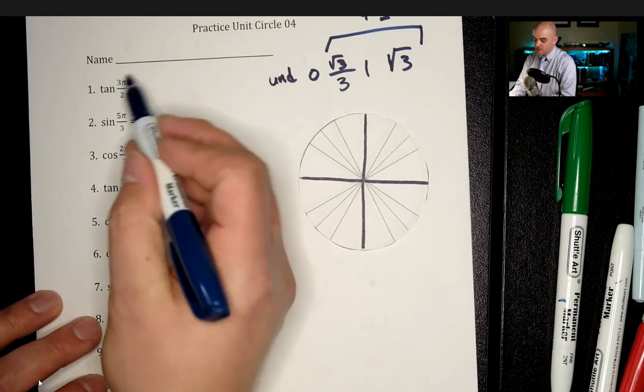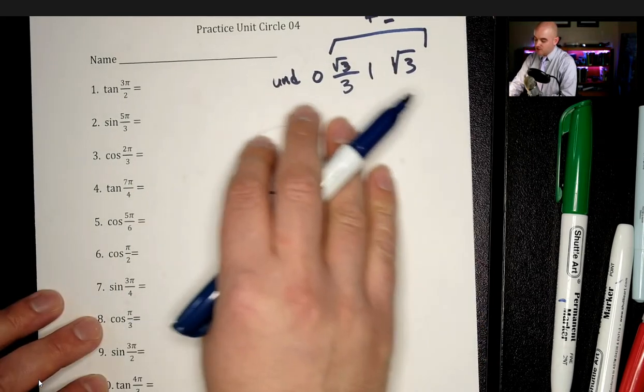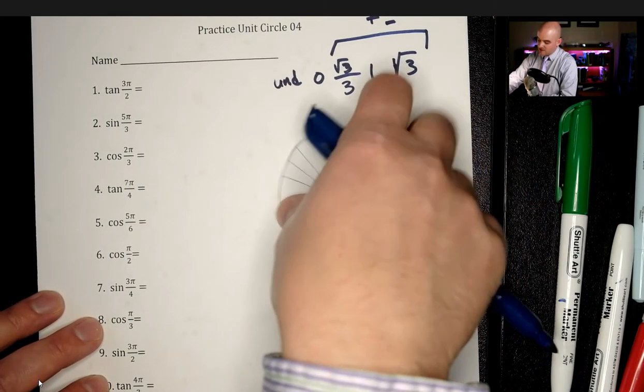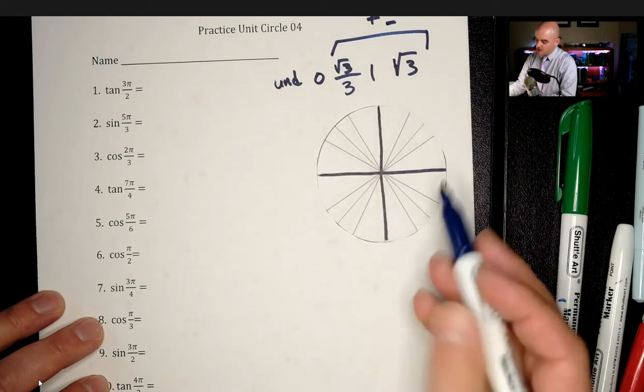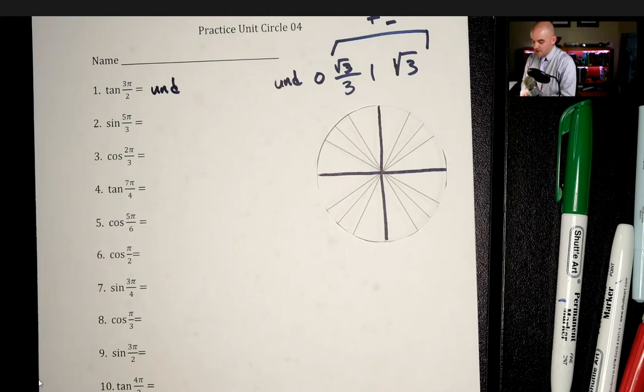If you can identify where the angle is, you can figure out the slope of it. 3 pi over 2, that's what we're going to start with. 3 pi over 2 is at the bottom of the circle here. And the slope of a vertical line is undefined. So this first one here is undefined.